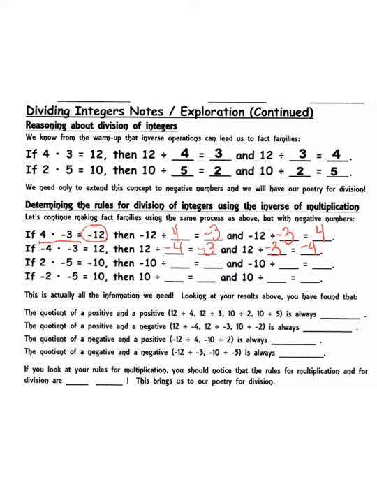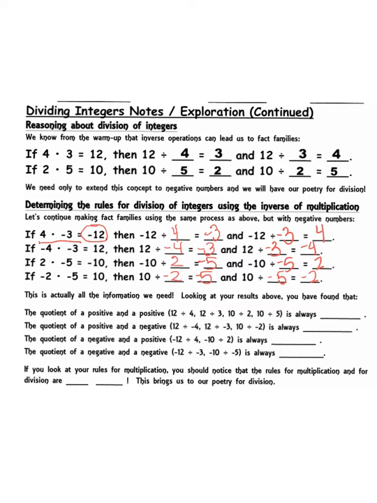Let's go back to multiplication and review. In 2 times negative 5, our signs are different, so they don't get along, they fight, and the product is negative. So that would mean that negative 10 divided by 2 would be negative 5, and negative 10 divided by negative 5 would be positive 2. What about negative 2 times negative 5? The signs are the same, so the product is going to be positive. So that would mean that 10 divided by negative 2 would result in negative 5, and 10 divided by negative 5 would result in negative 2.